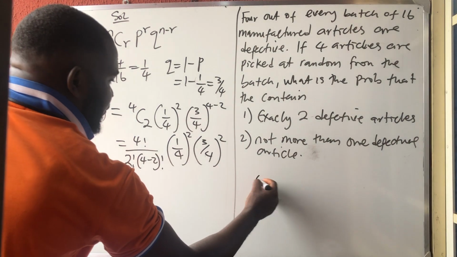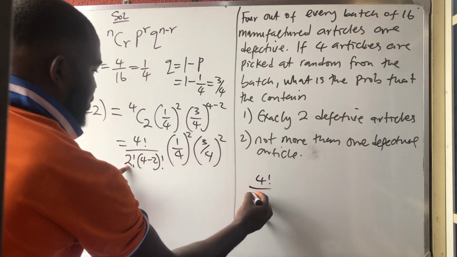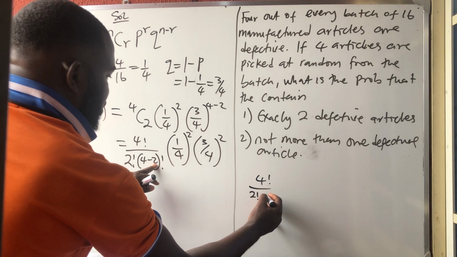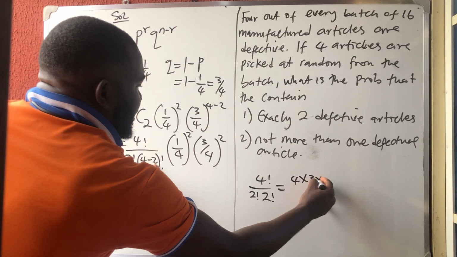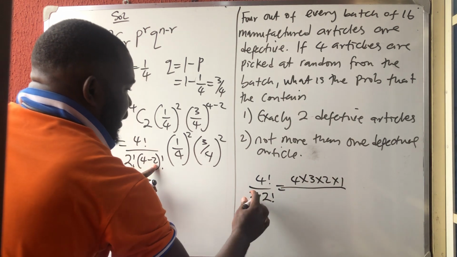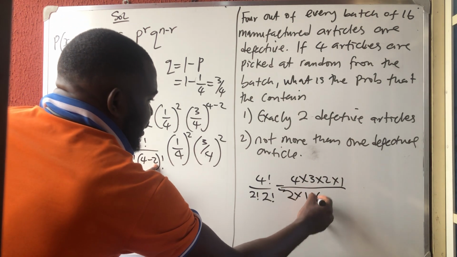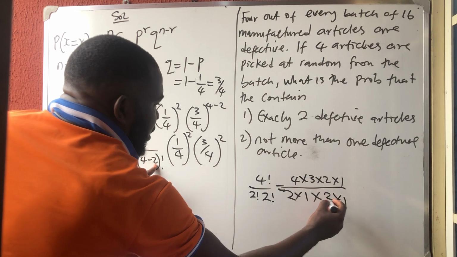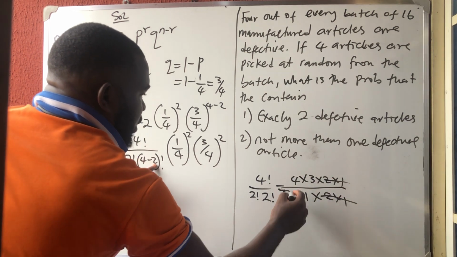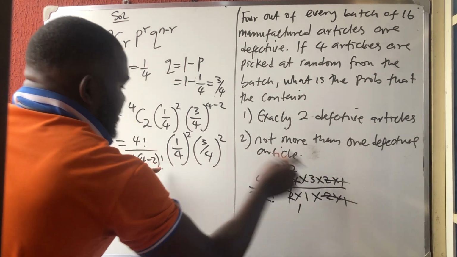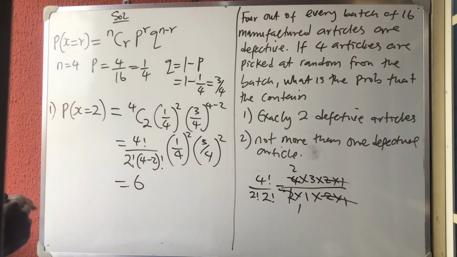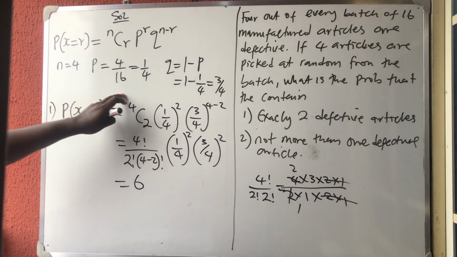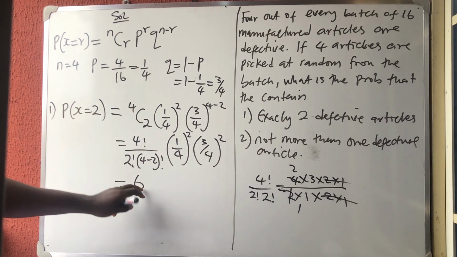So try it. 4 factorial all over 2 factorial, then this minus this will still give you another 2 factorial. So 4 factorial means 4 times 3 times 2 times 1 all over this one, which means 2 times 1 times another 2 times 1. So 2 times 1 takes care of 2 times 1. 2 here, 2 here, 2 times 3, 6. So everything here is giving me 6. In fact, in your calculator, just press it direct. Press 4 combination 2, you will get 6.